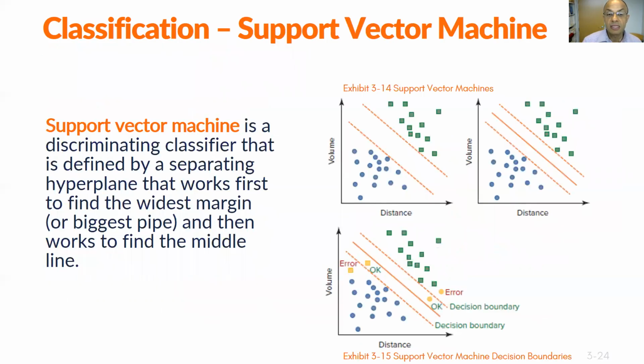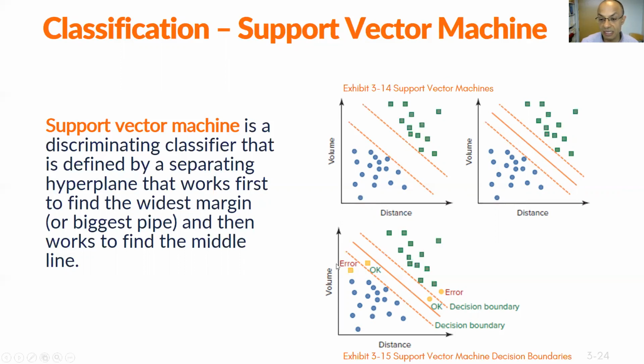So the last one is the support vector machine. The support vector machine here, where we can have an area in the middle. It's a discriminating classifier that is defined by separating hyperplane that works first to find the widest margin or the biggest pipe, and then the middle line between them.